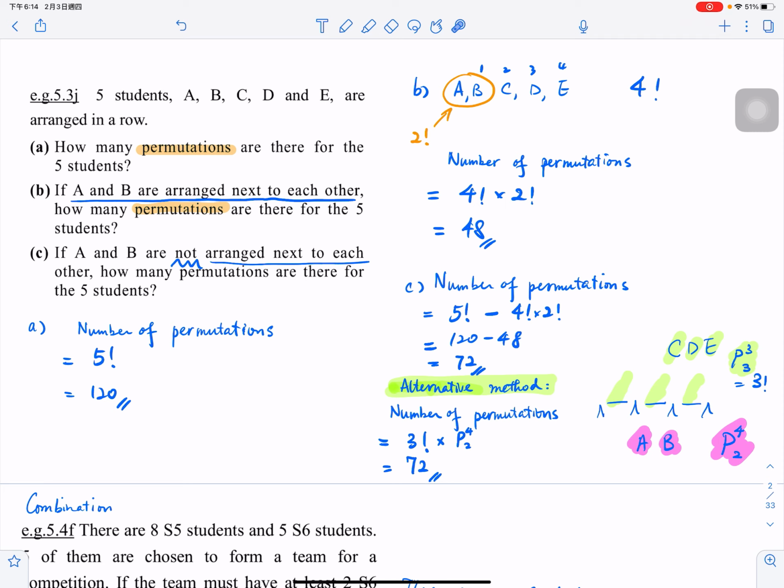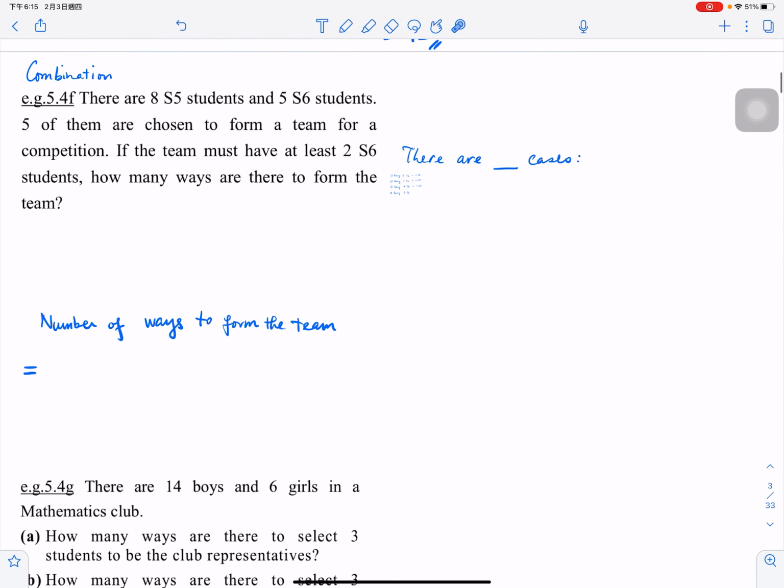See? You can use this method or think of it like this. 3P3, because you put C, D, E in these 3 positions. And for A and B, you need to not arrange them next to each other, so these 4 positions can be used for A and B. So choose 2 positions for A and B from these 4 choices. Understand? So that is the permutation. Now let's see about the combination.